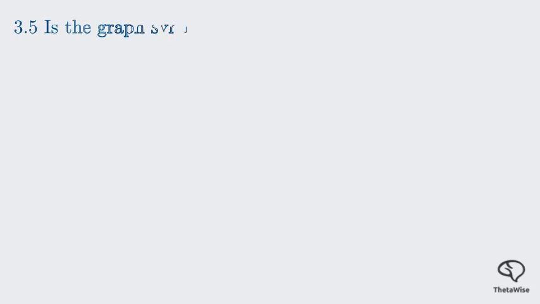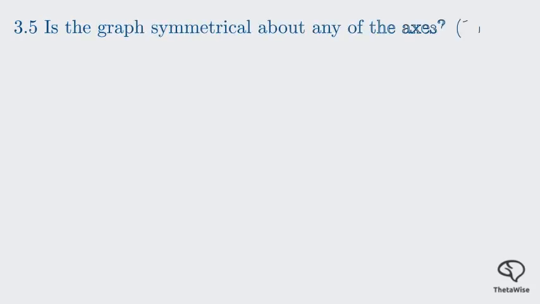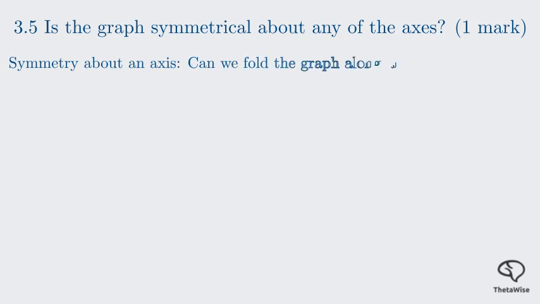Question 3.5 asks, is the graph symmetrical about any of the axes? Let's recall what symmetry means. A graph is symmetrical about an axis if you can fold the plane along that axis and the two parts of the graph line up perfectly. We're asking if the line y equals 3x plus 4 can be folded along the x-axis or the y-axis and have its halves match. Visually, we can see that it's not symmetrical about either axis.